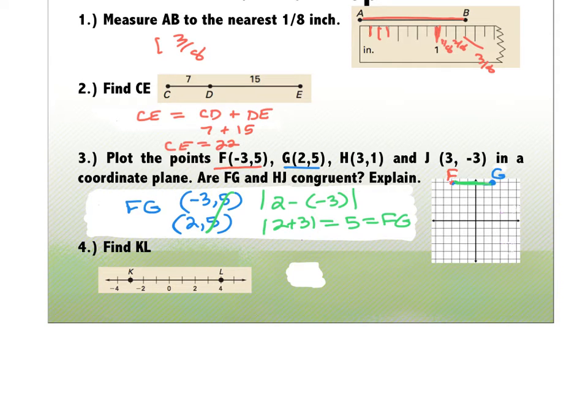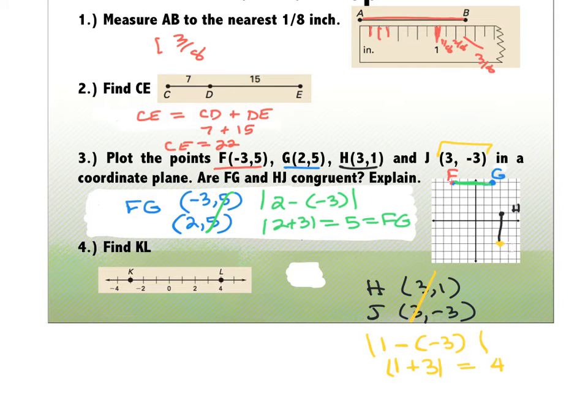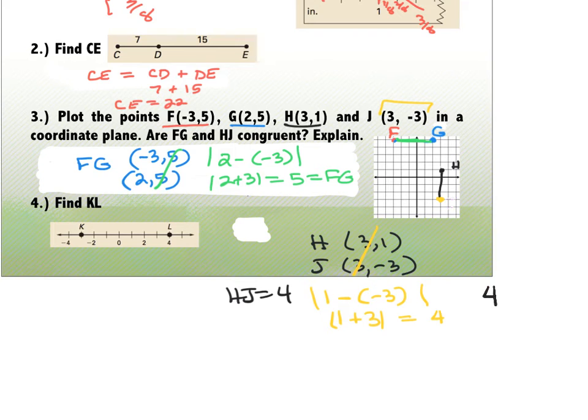Now I'm going to graph H at 3, 1, and J at 3, -3. I need to find the length of this segment. So again, I could take the 2 ordered pairs H 3 comma 1, J 3 comma negative 3. I'm not using the 3's. I'm going to subtract 1 minus negative 3. 1 minus negative 3 becomes plus, and this gives me a length of 4. So the length of HJ equals 4. So because 4 does not equal 5, I'm going to say that FG is not congruent to HJ.